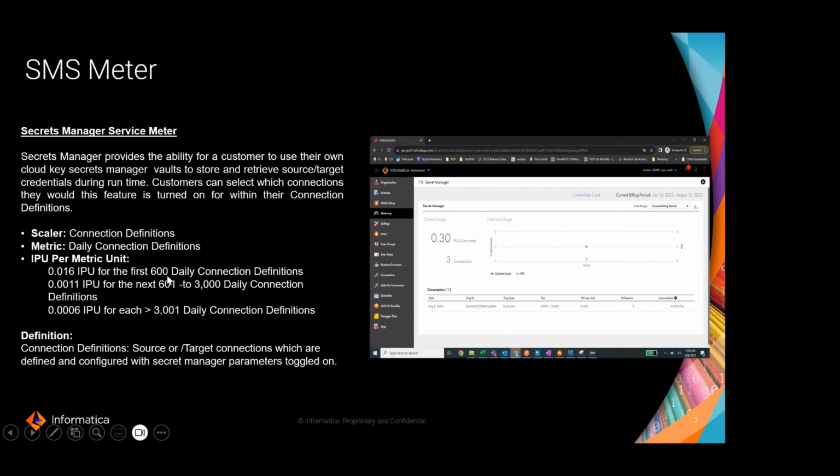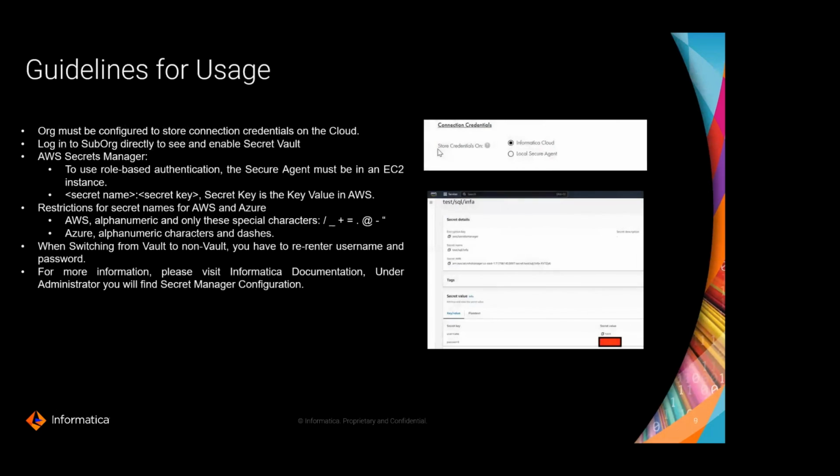If you have more than 600 daily connection definitions, it will charge 0.016. More than 3,000, it's going to be 0.0011. If it is more than 3,000 connection definitions, it's 0.0006. Now, the last part, we can go back to guidelines for usage. The Secure Agent must be configured to store connection credentials on the cloud. As I showed you in the demo, this option should be enabled. If you have a sandbox, log in to the sandbox directly to enable the secret vault.